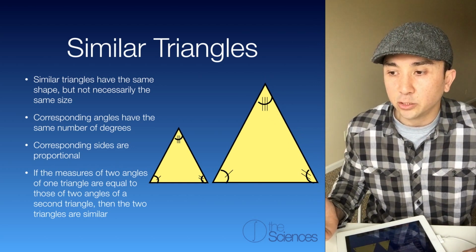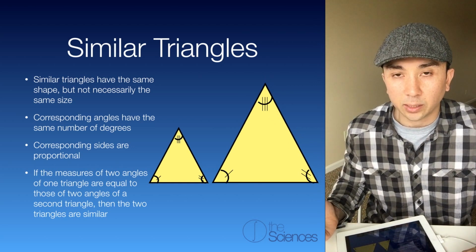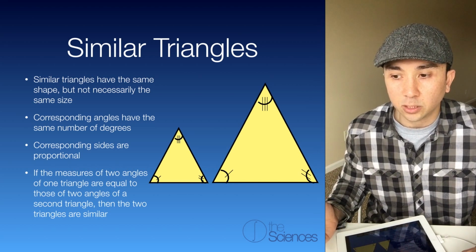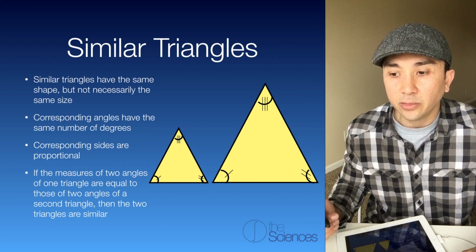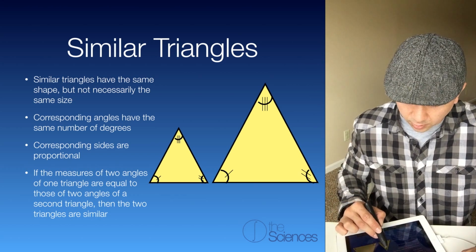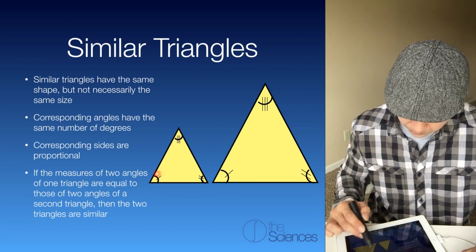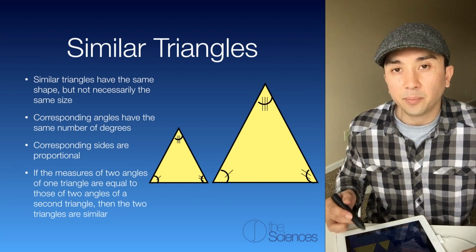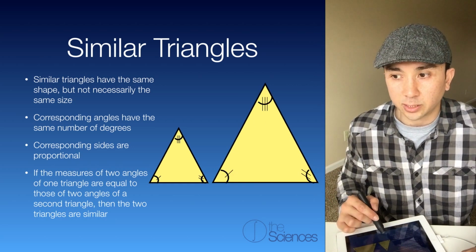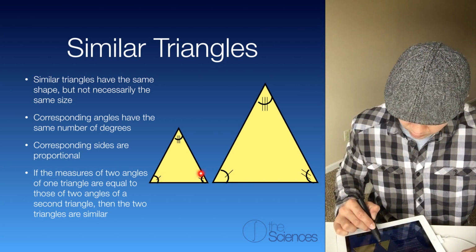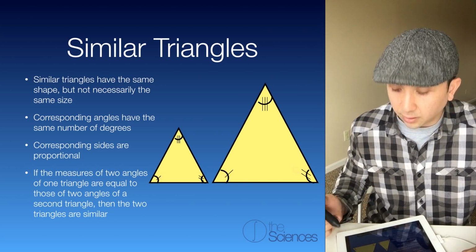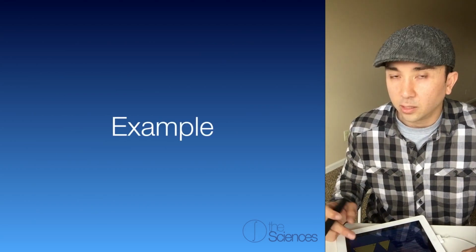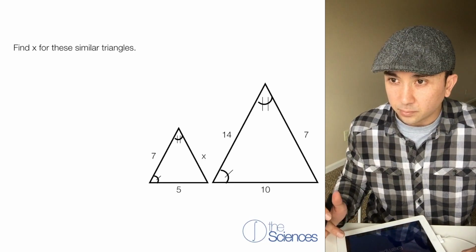Now, if the measures of two angles of one triangle are equal to those of two angles of a second triangle, then the two triangles are similar. So if these two angles are equal to these two angles, then that means that these two triangles are similar. Or if these two angles equal these two angles, then the triangles are similar. So let's do an example.